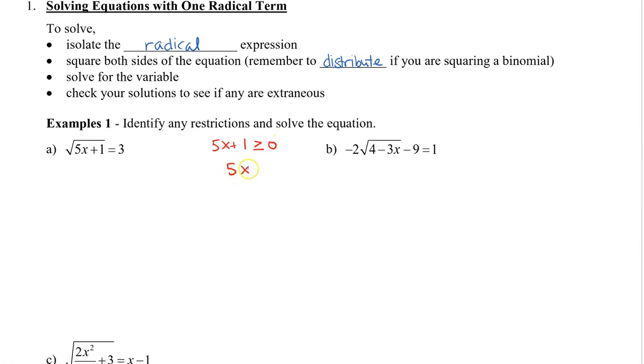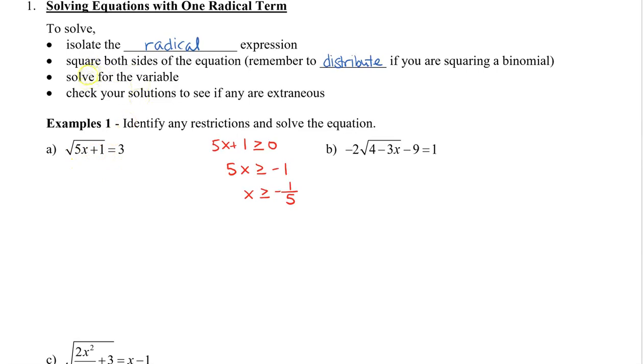So then I have 5x is greater or equal to negative 1. And then I'm going to divide both sides by 5. So x is greater or equal to negative 1/5. So first I already know that my solution has to be greater or equal to negative 1/5. All right, so my radical is isolated.